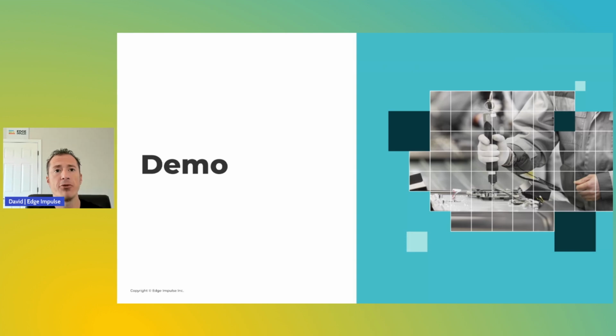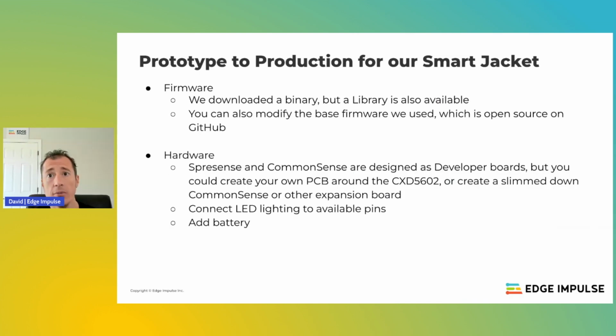If we think about this from that prototype to production perspective that I've been talking about, we need to consider the hardware and the firmware and an application and fabrication of the actual jacket. The firmware, like we just talked about, is easy to build using the Studio. And I showed you the direct binary for testing purposes, but like I mentioned, the more robust solution is to download a library or raw C++. You can modify that base firmware that we used, though. It is open source on GitHub.